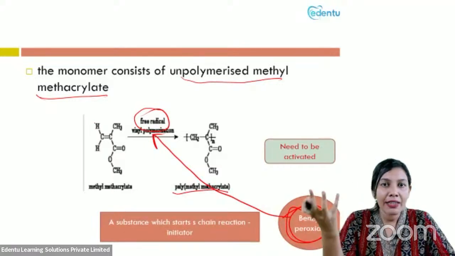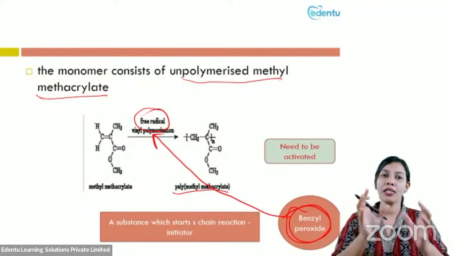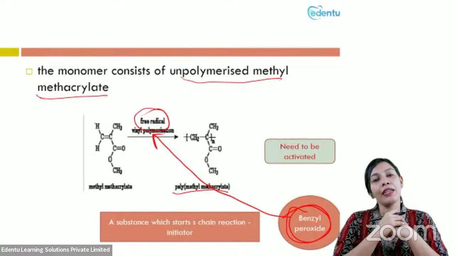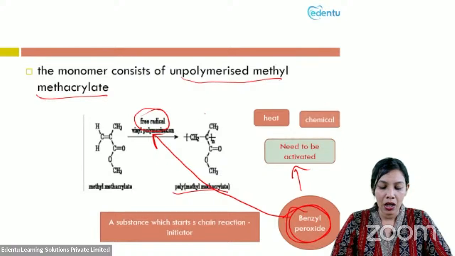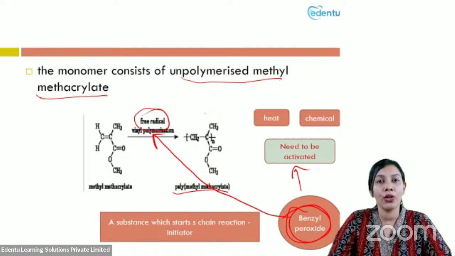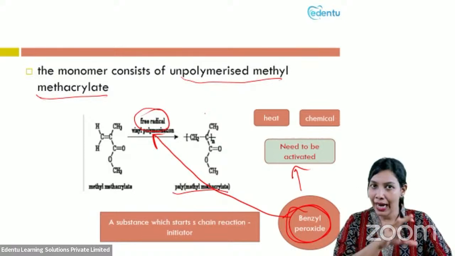From where we get the free radical? It is from the benzyl peroxide. Benzyl peroxide is in an inactivated state inside that methyl methacrylate powder. So from where does it get activated? It needs to be activated. Activation is done either by heat or by the chemical, self-curing or auto reaction taking place. Hope you understood. Free radical is required.